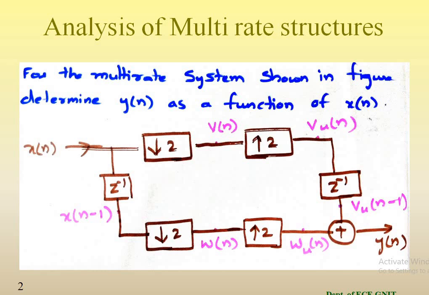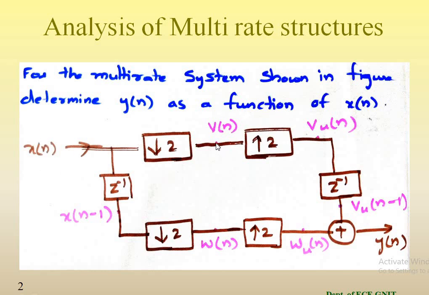Let us consider a multirate system shown in the figure, and now our job is to determine y of n as a function of x of n. The solution of this particular problem leaves us with an important point of discussion, and I'll summarize it at the end of this solution. Let us proceed further for solving this and trying to know about this y of n.